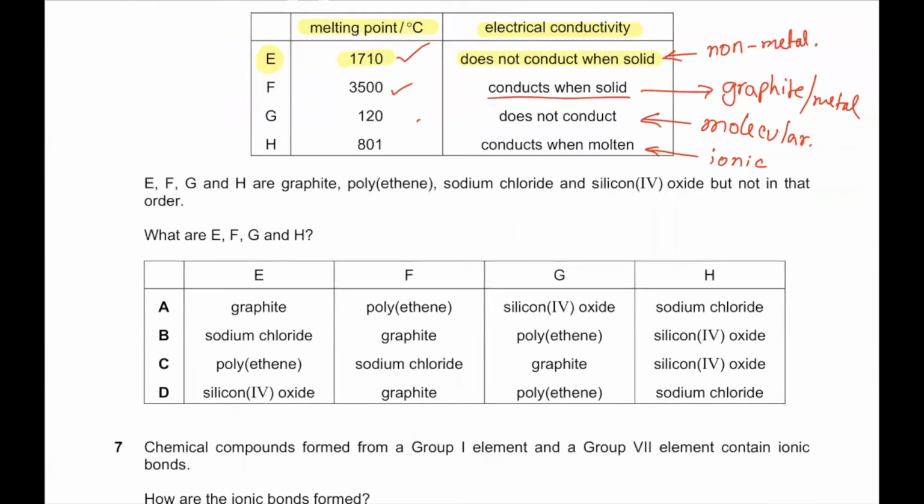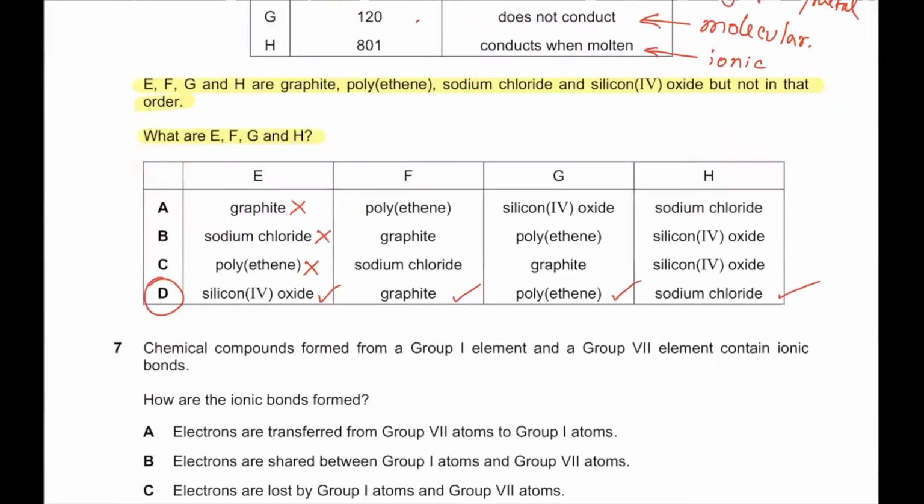So guys, the question says E, F, G, H are graphite, polythene, sodium chloride, silicon dioxide, but not in that order. What are E, F, G, H? So definitely 1710 does not conduct electricity. E cannot be graphite, because graphite conducts electricity when it is solid. It cannot be sodium chloride, because the melting point of sodium chloride is not that high. It cannot be polythene. So it can only be silicon dioxide. So E is silicon dioxide, guys. F is graphite, G is polythene, and H is sodium chloride. So D is the correct answer, guys.